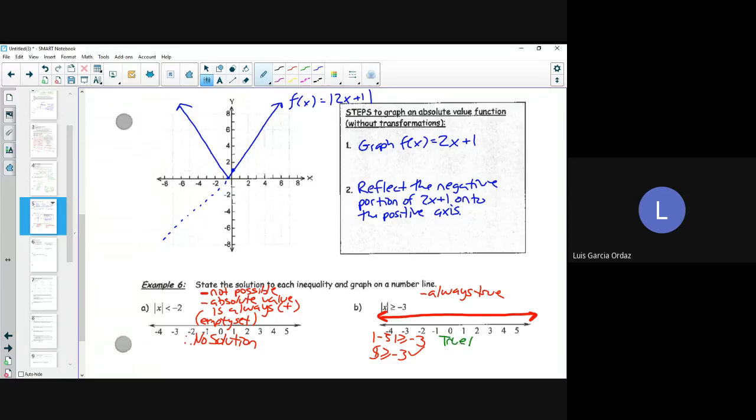So true for all x values. So you would have x is an element of all real numbers for this solution. Okay? So does everybody understand the reasoning why it's all real numbers for B? Okay.